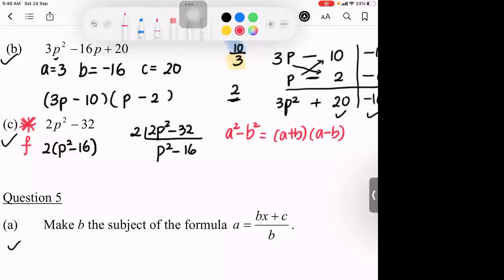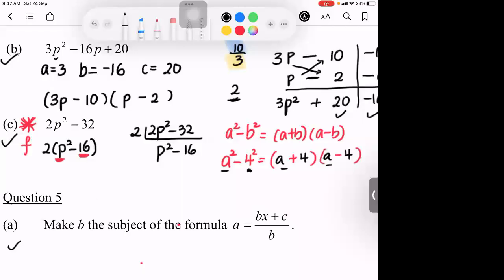How do I know when I need to use this? Look at this, only got two terms. Something squared, P squared. What is 16? 16 is what squared? What times what gives me 16? 4. Yes, thank you. 4 squared. So 16 is 4 squared. That means this is in the pattern A plus B, A minus B. One plus, one minus. So this one will be A. Then 16 is 4 squared, right? So A plus 4, A minus 4.